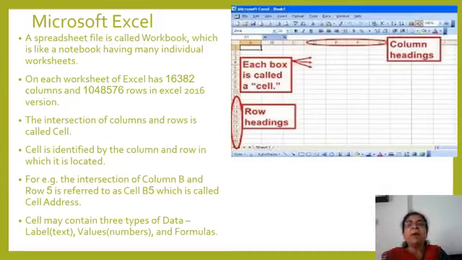A cell is identified by the column and row in which it is located. For example, the intersection of column B and row 5 is referred to as the cell B5, which is called the cell address of that particular cell. Here we want to refer to column B and row 5, so the address of that particular rectangle or cell is B5. A cell may contain three types of data: label, that is text, values, numbers, and formulas.